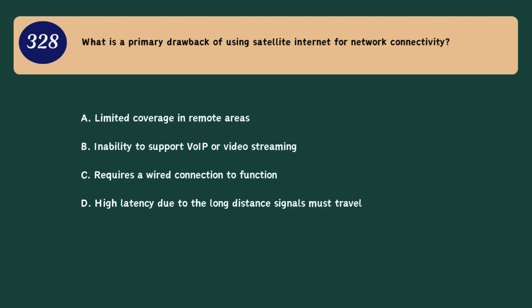Question 328. What is a primary drawback of using satellite internet for network connectivity? A. Limited coverage in remote areas. B. Inability to support VoIP or video streaming. C. Requires a wired connection to function. D. High latency due to the long distance signals must travel.